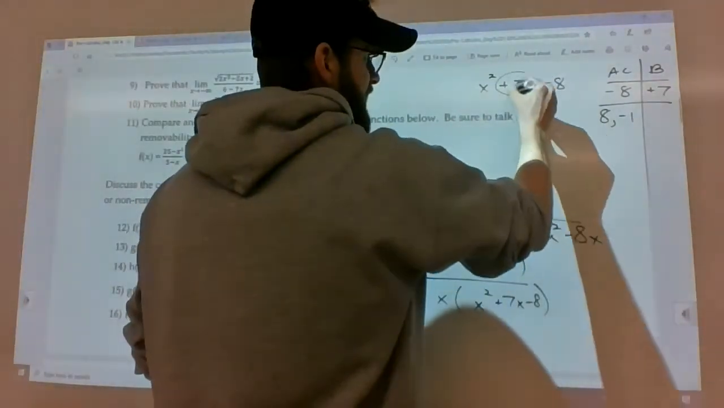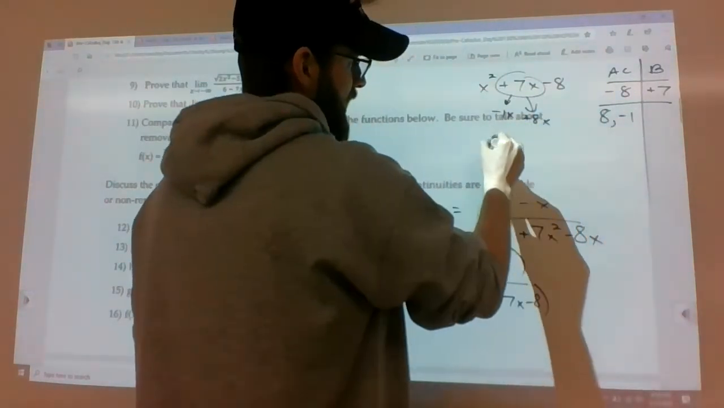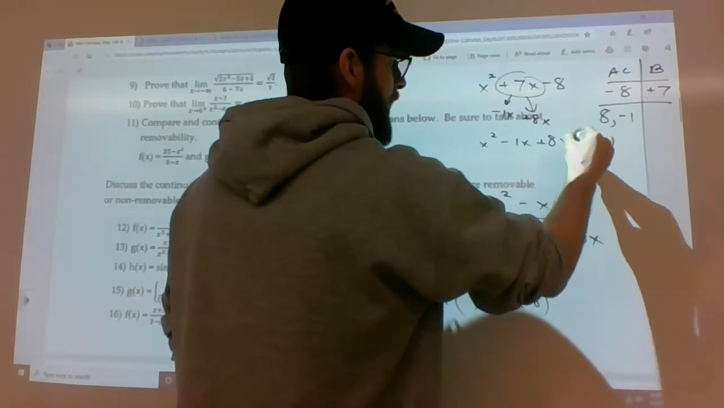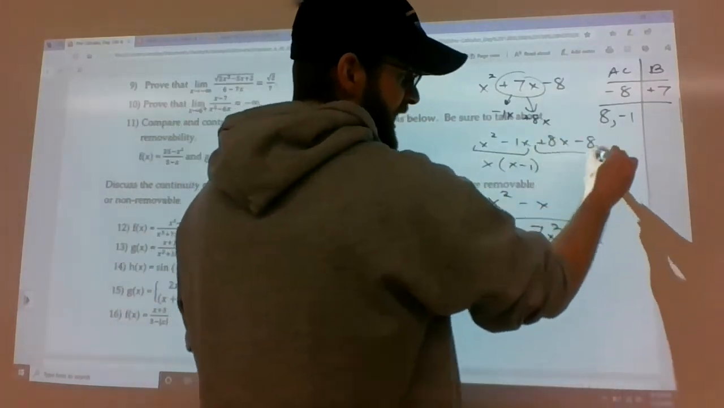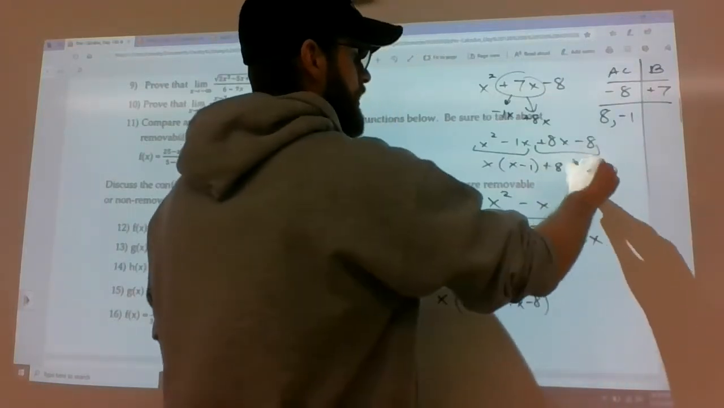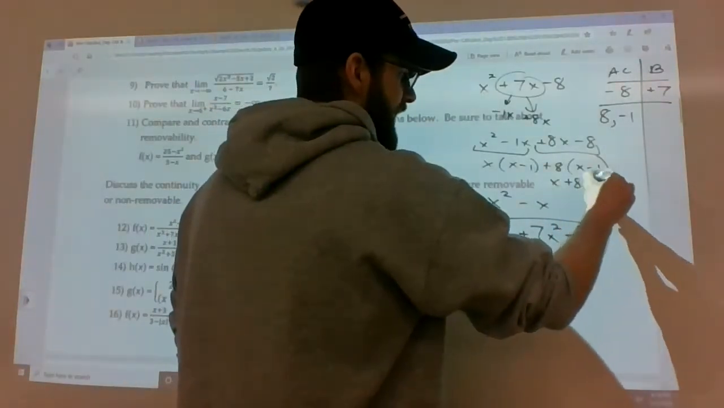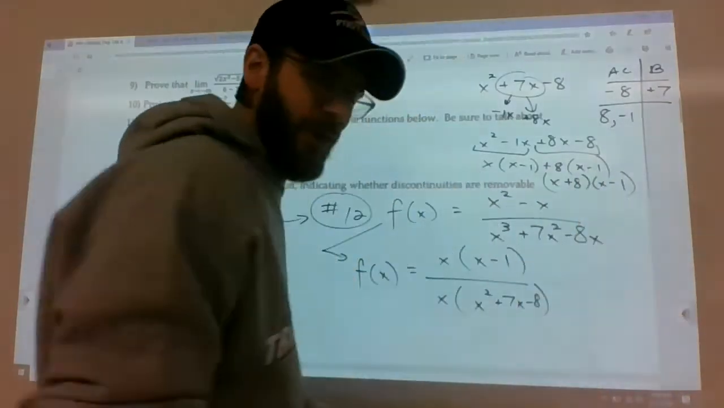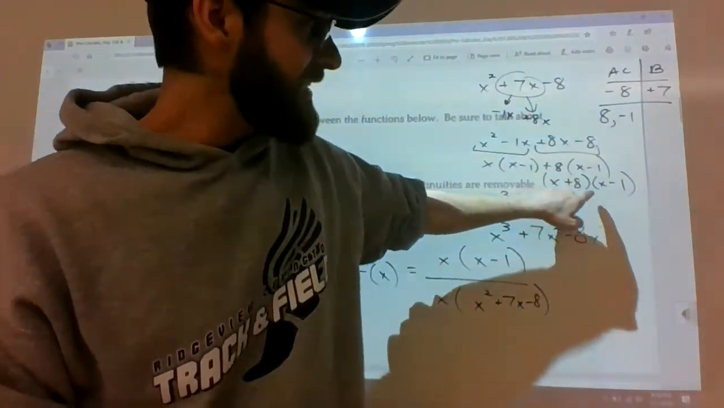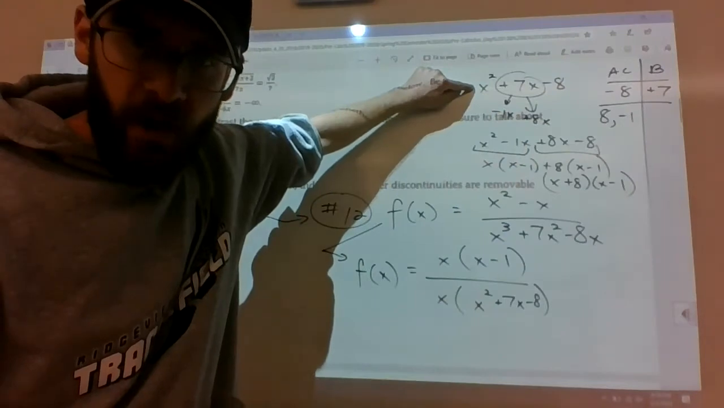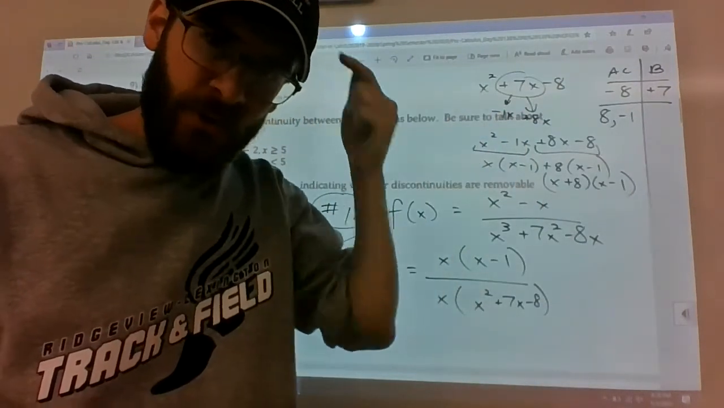So I could split this up into negative 1x plus 8x, which would be x squared minus 1x plus 8x minus 8. Group the first two together, take an x out, x minus 1 remains. Group the second two together, take an 8 out, x minus 1 remains. It's x plus 8 times x minus 1. By the way, notice there's a shortcut for factoring: 8, negative 1, 8, negative 1. If the leading coefficient's a 1, it does that every single time. So store that up there.